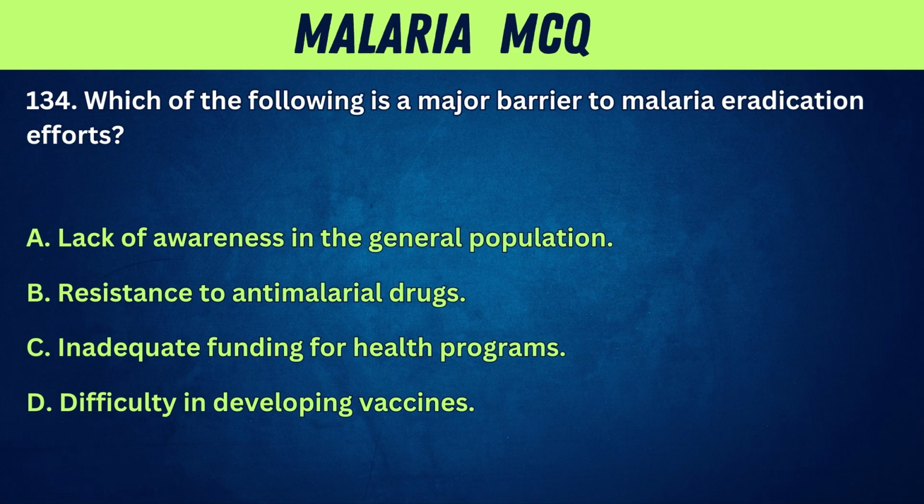134. Which of the following is a major barrier to malaria eradication efforts? A. Lack of awareness in the general population. B. Resistance to antimalarial drugs. C. Inadequate funding for health programs. D. Difficulty in developing vaccines.